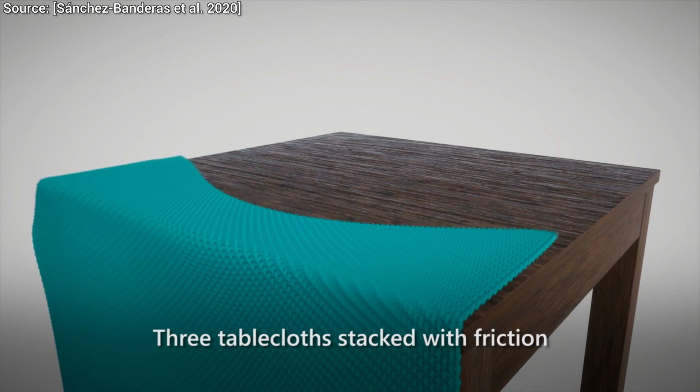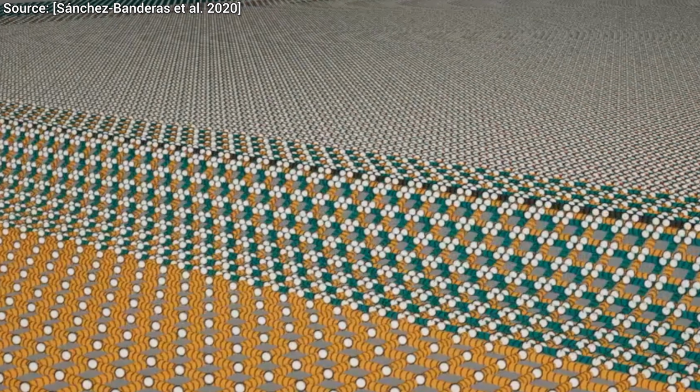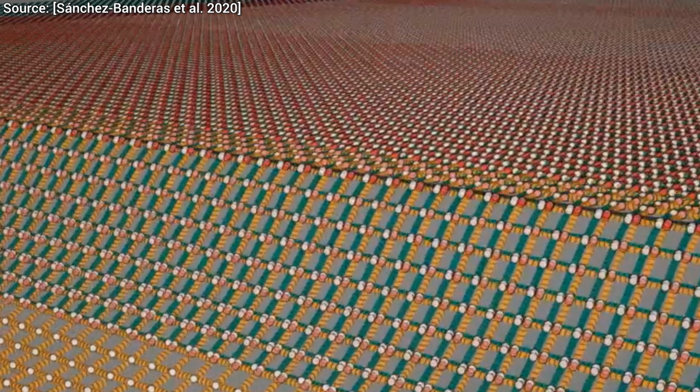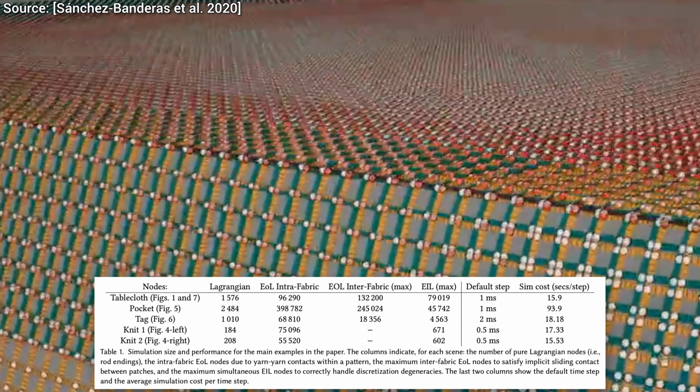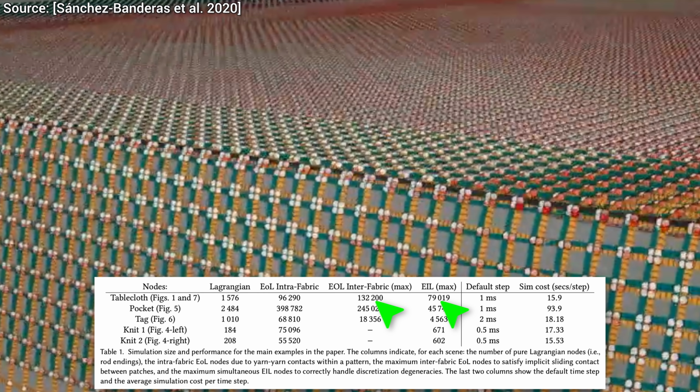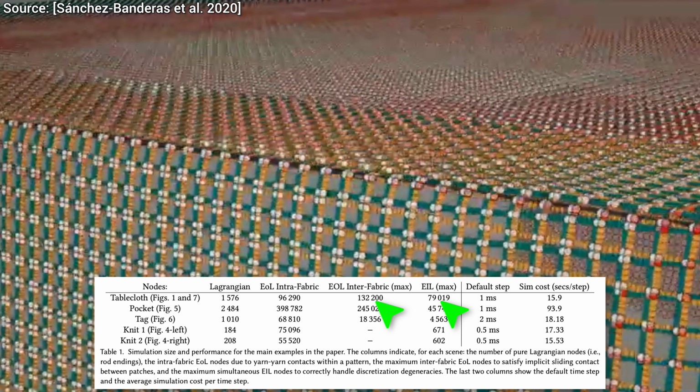Much more realistic. And if we look under the hood, you see that the algorithm is doing a ton of work with these red nodes. Look, the table notes that they had to insert tens of thousands of these nodes to keep the simulation intact.